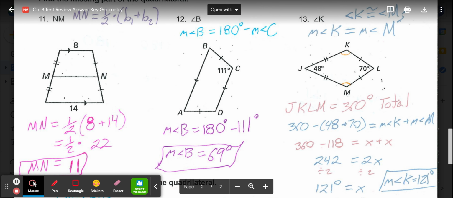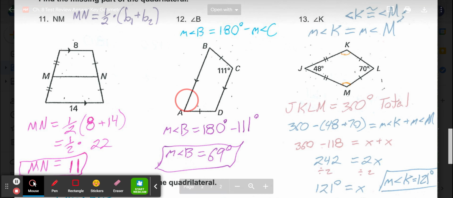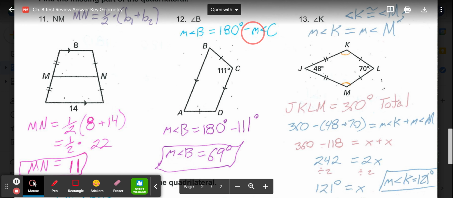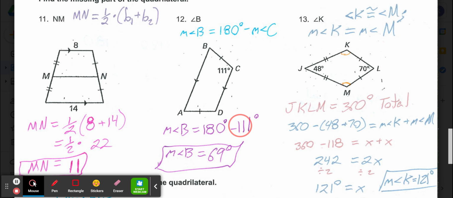Now in number 12 here, what I'm looking at is an isosceles trapezoid. We have one set of parallel sides. These other sides, the legs, are congruent. So if it's an isosceles trapezoid, I know consecutive angles like B and C here that are not the base angles add up to 180. So the measure of angle B is 180 minus the measure of angle C. So to figure out B, we would just do 180 minus the 111. So the measure of angle B is 69 degrees.